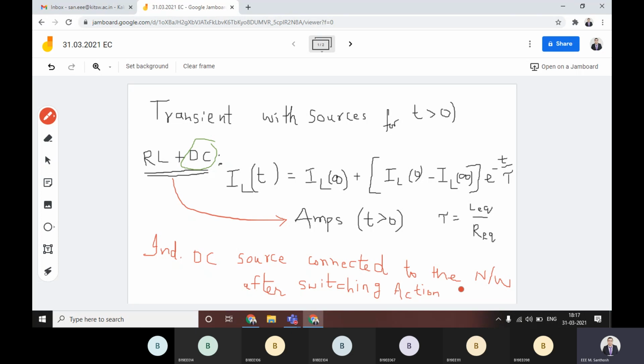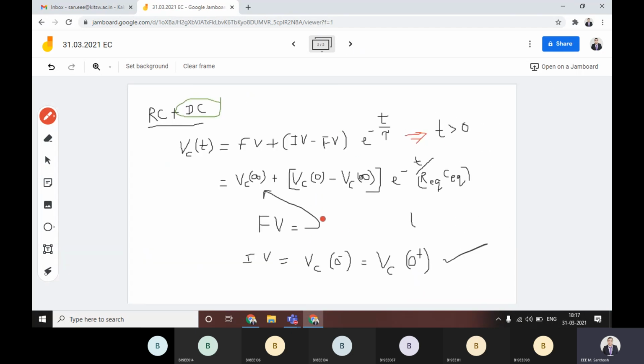Whenever you are having the RL with the DC source, you have to follow this procedure. Whenever you have RC with DC source, you have to follow this one so that you can calculate the values easily. Okay, is it clear, everyone?